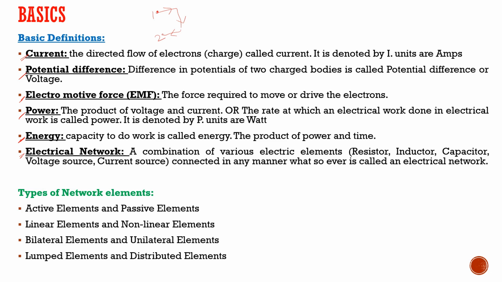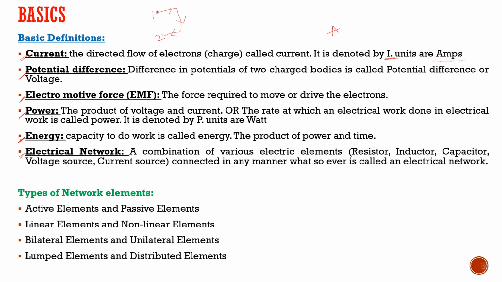Simply it is denoted by the letter I, capital I or small i, based on the notation we may use. Based on the situation we may use a capital I or small i, and units are amperes. Simply we may write A also. Okay, so flow of electrons is called as current.